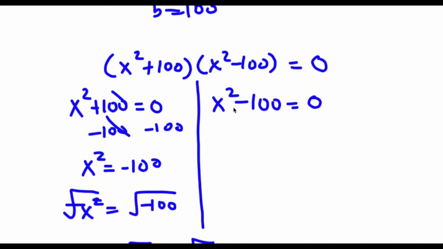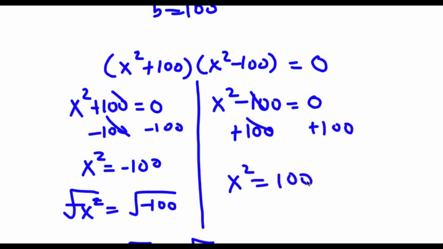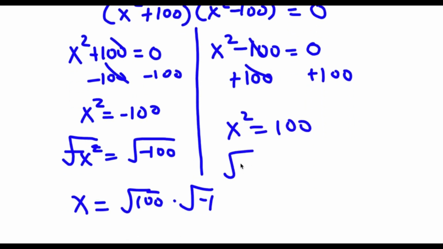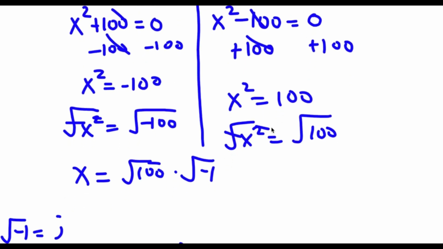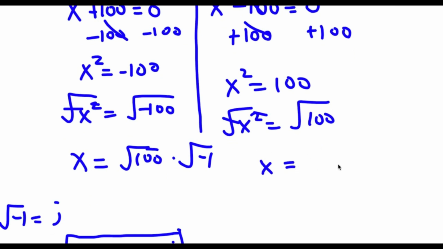So now for x squared minus 100 equals 0, I'm going to first start by adding 100 on both sides, so that these two cancel out. Now I'll be left with x squared is equal to 100. Now I'm going to take the square root on both sides. These two cancel out, and I'm left with x is equal to the square root of 100, which is equal to positive or negative 10.